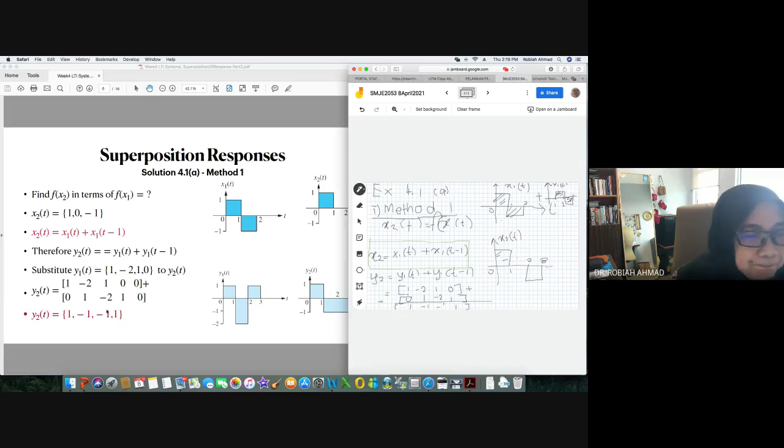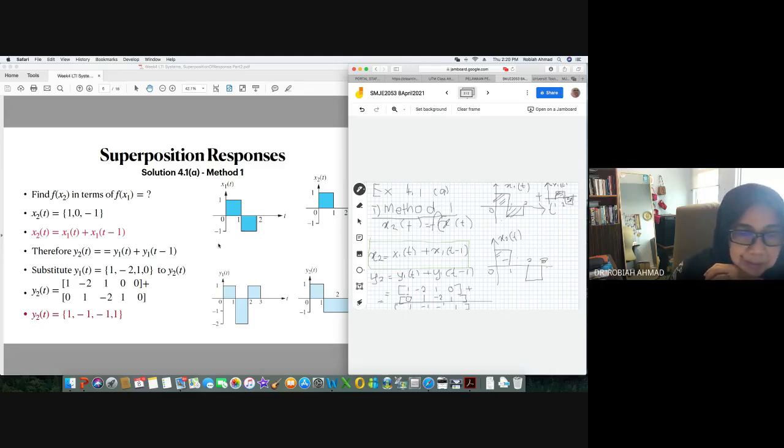Okay? So first we look at the relationship of y2 in terms of x1. Y2 has the same relationship as x2 and x1. Then we put that y1 into the new y2 equation. Therefore, we get this.